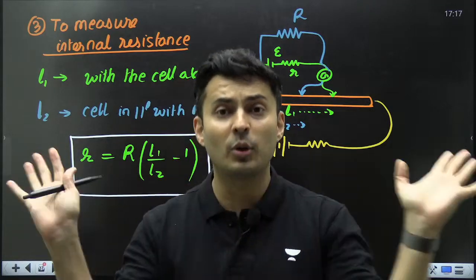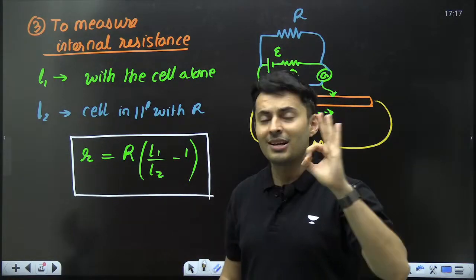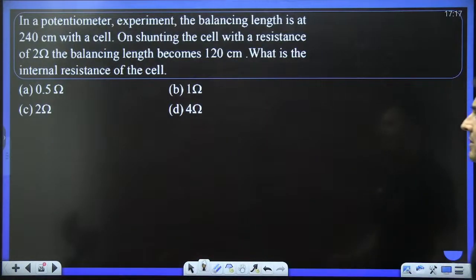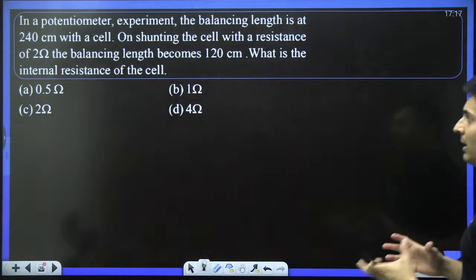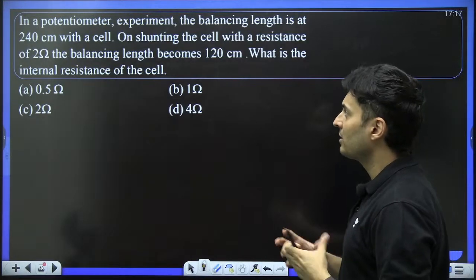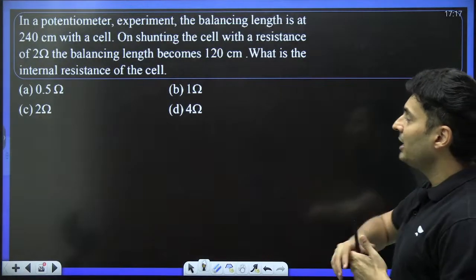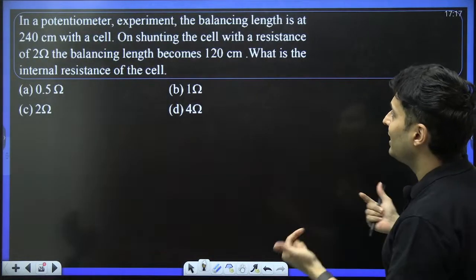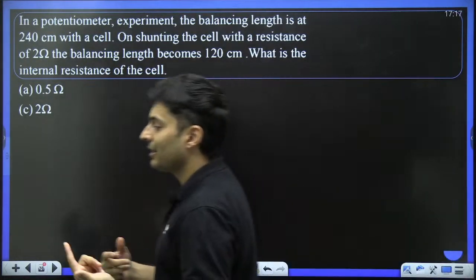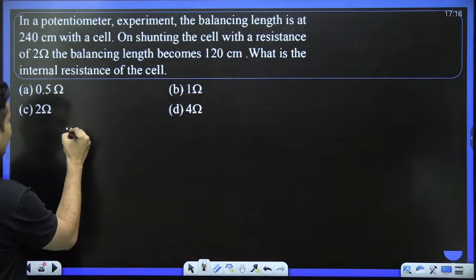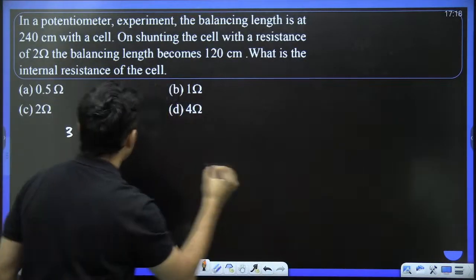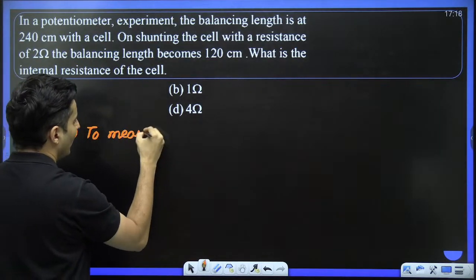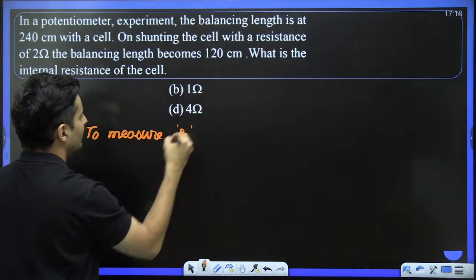That is complete potentiometer for you, my dear students. After this, you can solve any question with regards to potentiometer. Let's have a look at this. In an experiment, the length is 240 centimeters with a cell. On shunting it, shunting means parallel, right? With a resistance of 2 ohms, the balancing length becomes 120. What is the internal resistance of the cell? Basically, it is the third application, if you notice. This is the third application to measure the internal resistance.